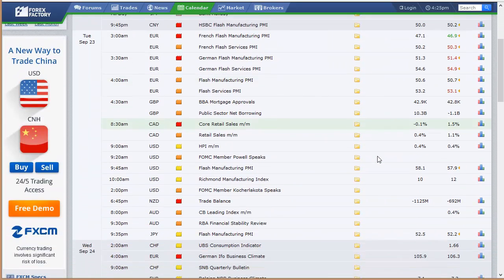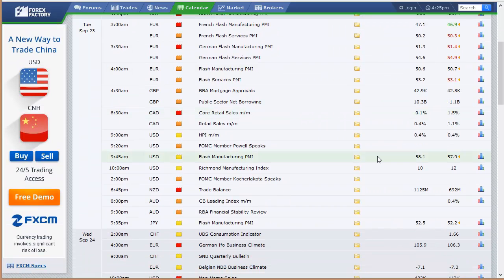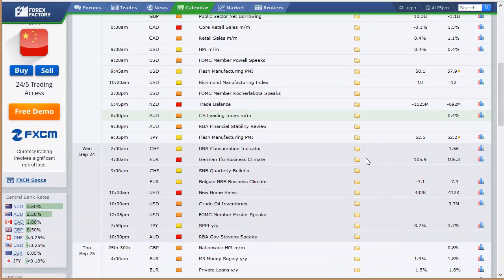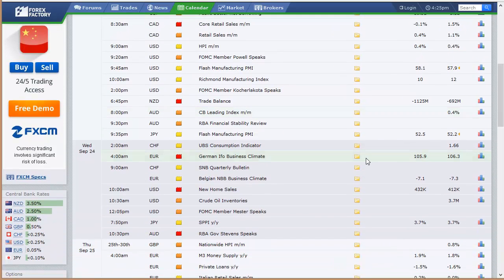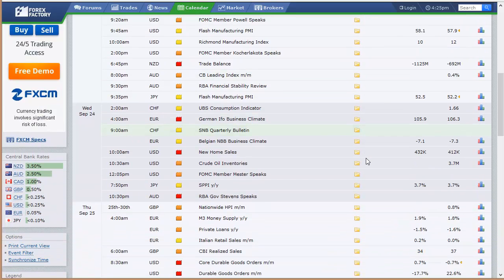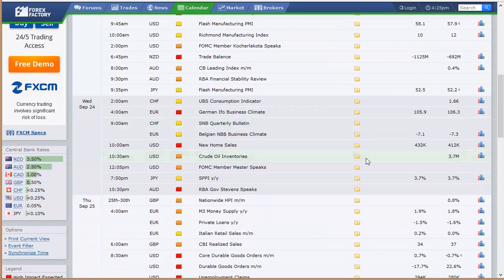China's got their HSBC flash manufacturing PMI data late Monday night. Tuesday morning early, all the flash manufacturing and services PMI data out of the UK, France, Germany, the broad European sector, actually not out of the UK, my apologies. Public sector net borrowing is out of the UK. Retail sales in the morning out of Canada. We've got the housing price index here in the US, flash manufacturing PMI data out of here in the US, Richmond manufacturing index at 10 a.m. here in the US, another Fed member speaking. Looks like they've all got their mouths open this week.